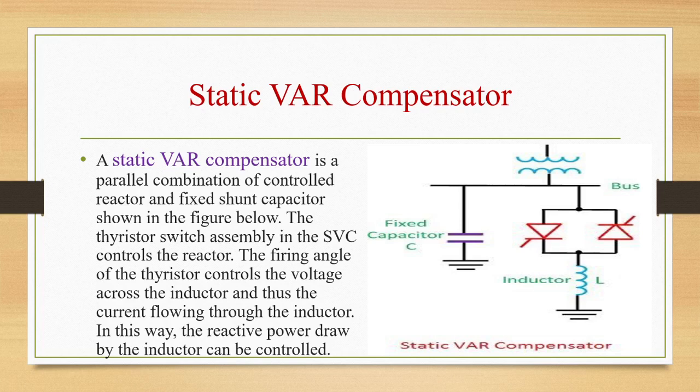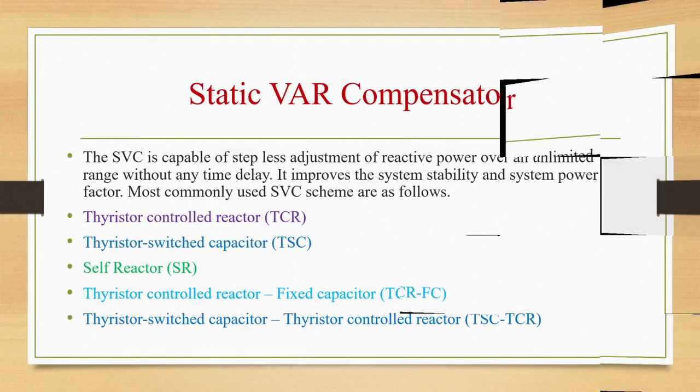Static VAR compensator is a parallel combination of controlled reactor and fixed shunt capacitor, as we can see in the figure. Thyristor switch assembly in the SVC controls the reactor. Firing angle of the thyristor controls the voltage across the inductor, and hence the current flowing through the inductor is controlled. So in this way, reactive power drawn by the inductor can be controlled.